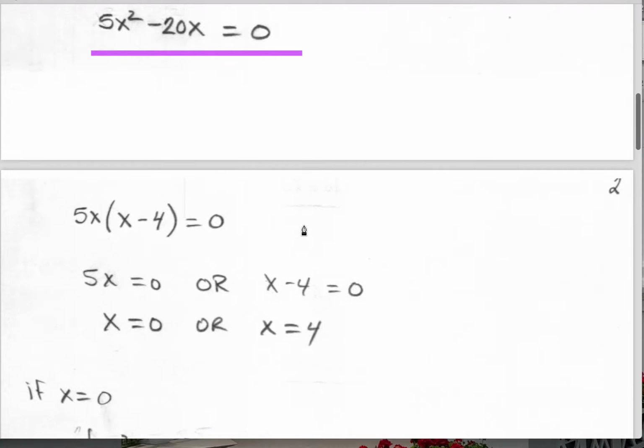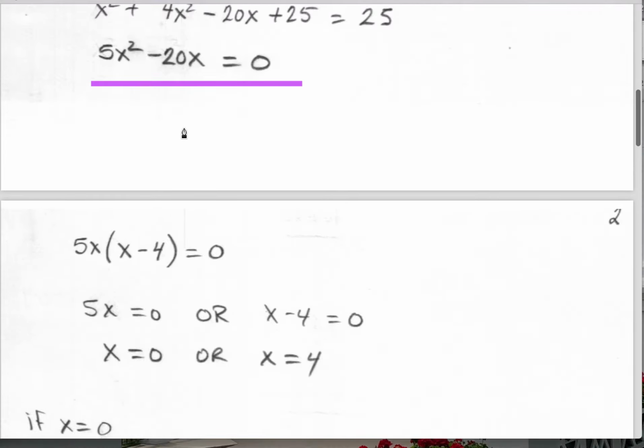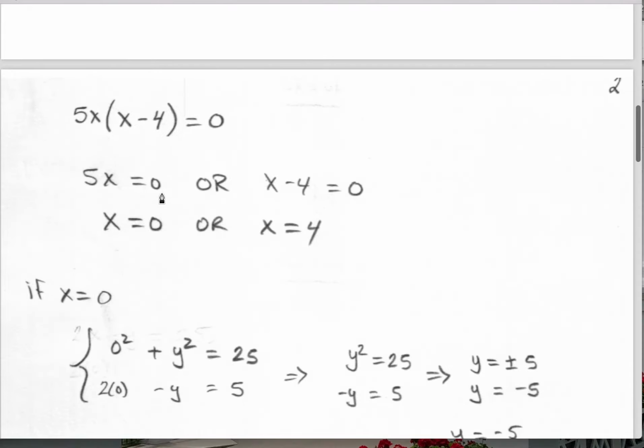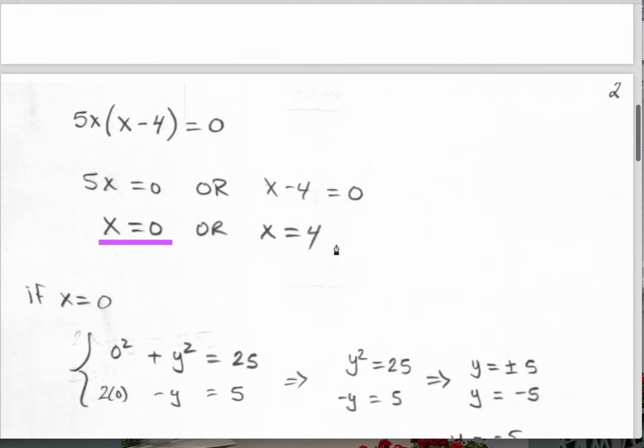And so what did I do to solve that? Well, I factored a 5x out of the first term, and that left me with x. And I factored a 5x out of the second term, and that left me with a minus 4. If I multiply this back in, 5x times x is 5x squared, and 5x times negative 4 is negative 20x. That's equal to 0. So that means 5x is equal to 0 or x minus 4 is equal to 0. Solving each, I get x is equal to 0 or x is equal to 4. Those are my two cases.